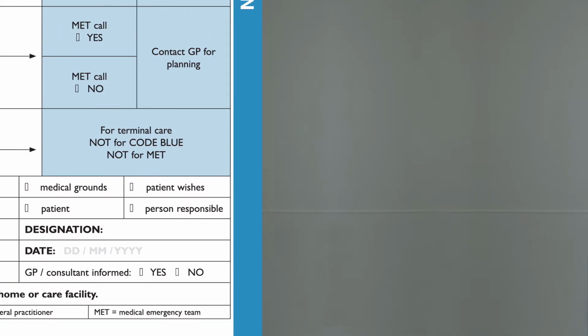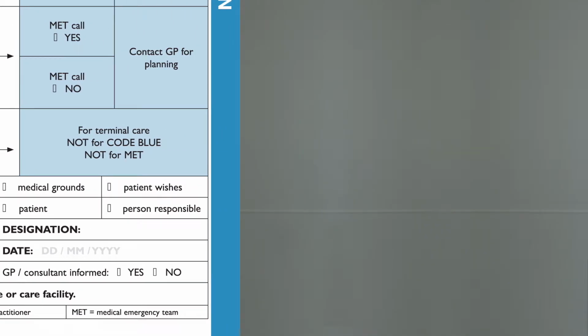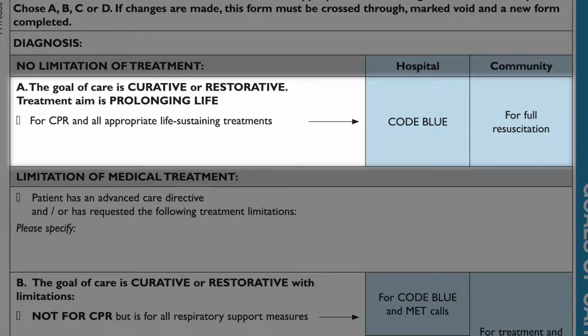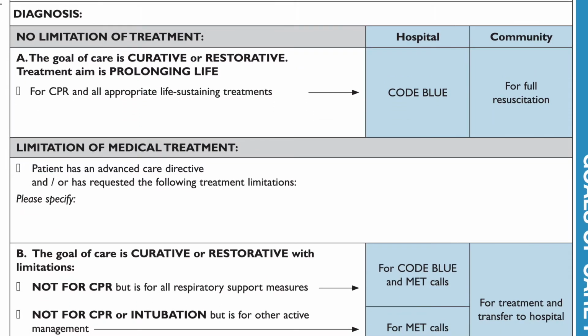And in these, we ask you to consider the patient in categories of curative or restorative, palliative or terminal. For example, Goals of Care A is where it would be reasonable to provide full resuscitation and full medical intervention in the event of deterioration.